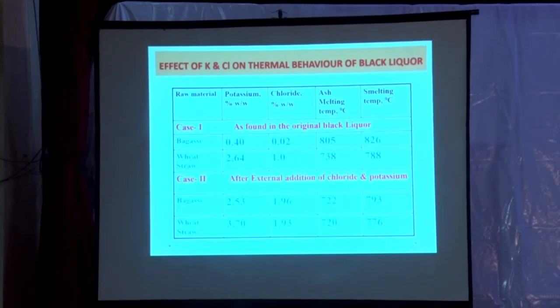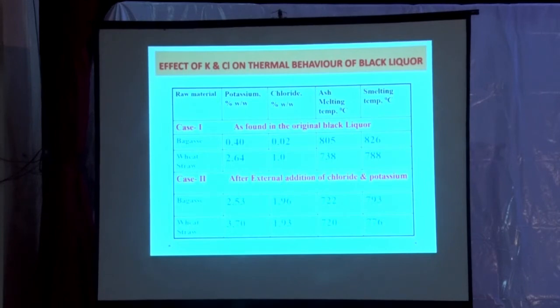So when we have this ash from black liquor, the bagasse has 0.4% potassium and 0.02% chloride content. Weight strength 2.6 and 1. And then ash melting temperature 805 and 738, and smelting 826, 788. Just to see the impact, we add additional potassium and chloride in that black liquor and check what is the impact on these thermal behaviors.